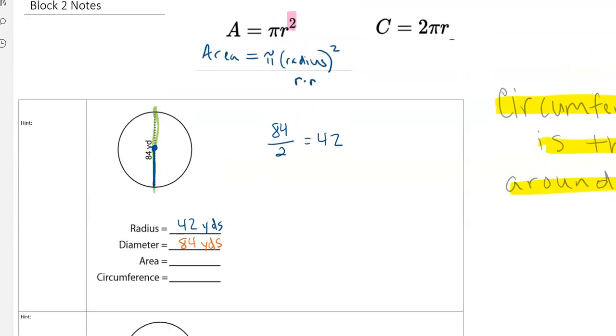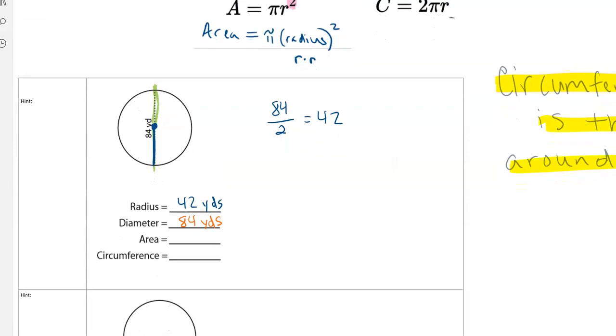Now we're going to do the area. So let's go back here and look at that formula. It's pi, which represents 3.14, multiplied by the radius squared. So remember, radius squared means you're going to multiply it by itself, whatever the radius is. So if I look at this, I know that my radius is 42. So that would be 42 squared.